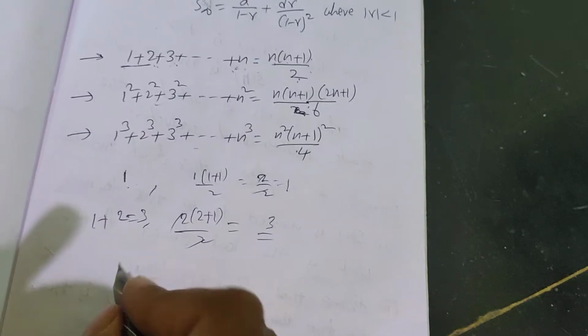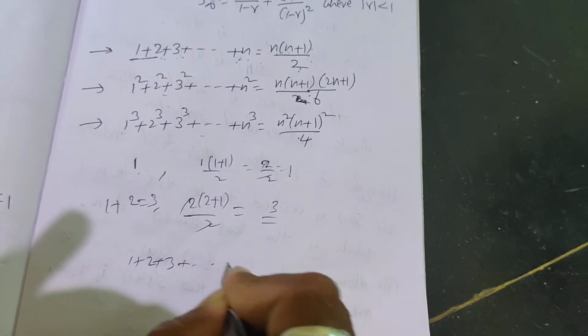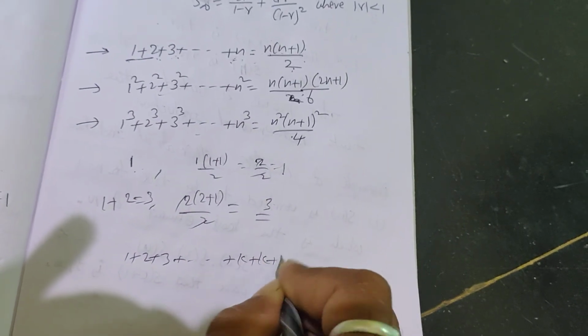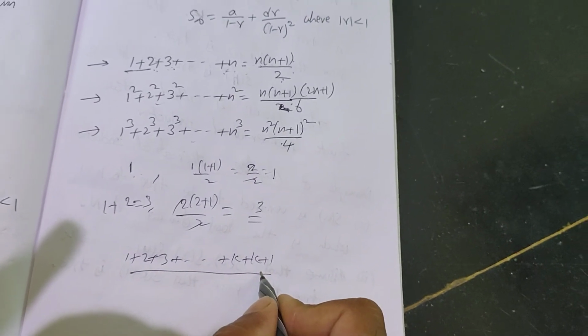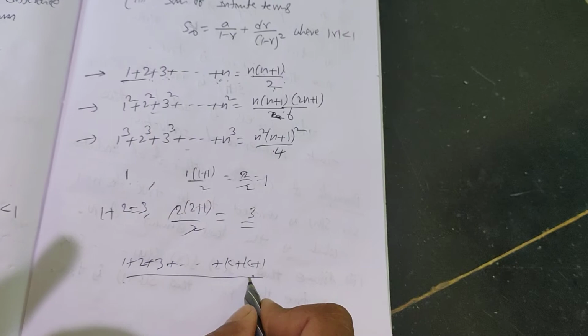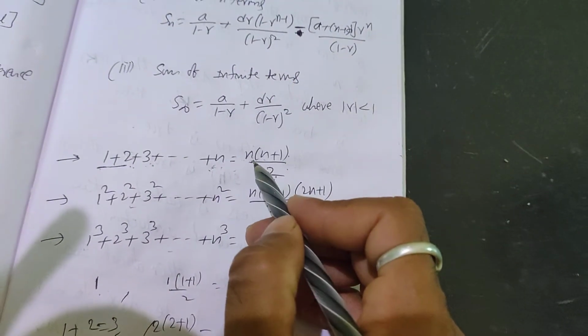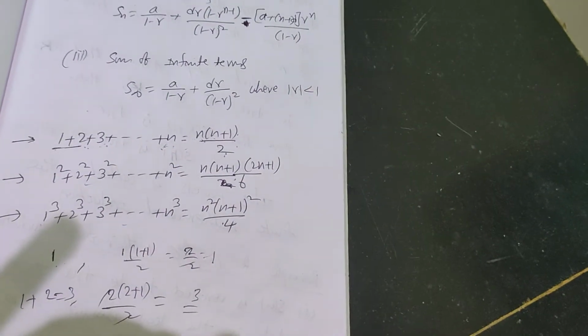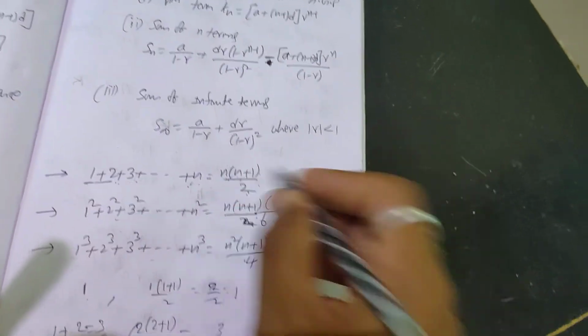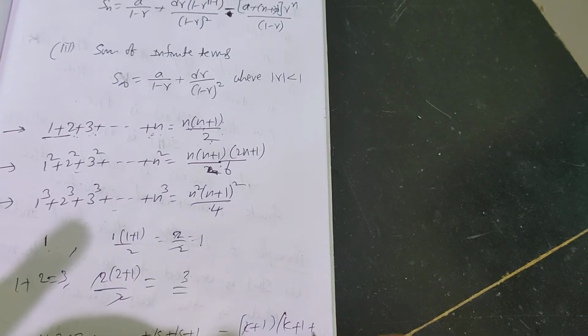That means we have to take 1 plus 2 plus 3 plus up to k plus 1, so n is k plus 1. Like that we have to take. And what we have to prove? In the place of n in RHS, if you get k plus 1, that means this n we can write as k plus 1 plus 1.